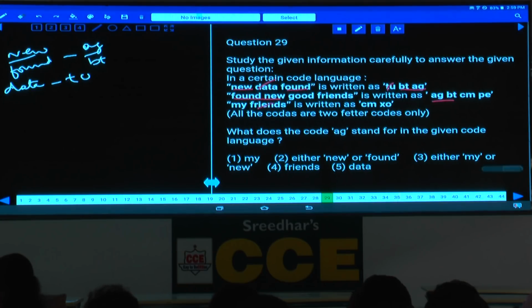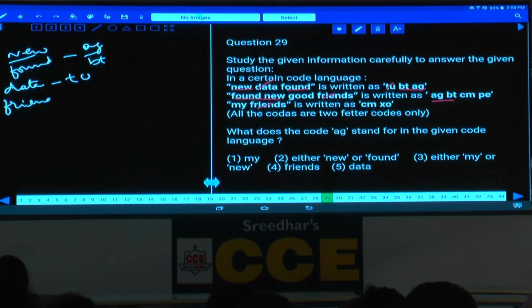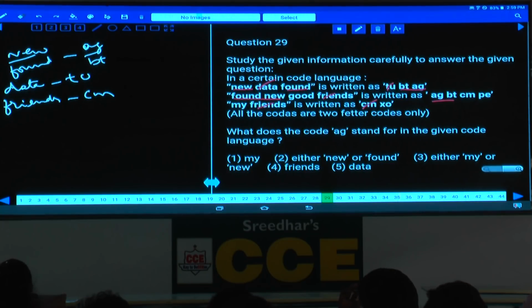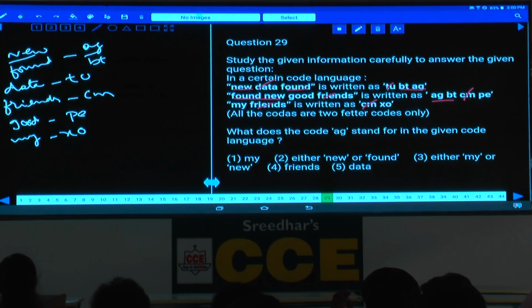Now condition number 2 and 3. If you compare these two, friends is the word which is common here. And CMXO. CM is common. Hence friends is CM. As friends is CM, whatever this good here, good is PE. Now in this one, my is XO. Now these are the words and their corresponding codes.